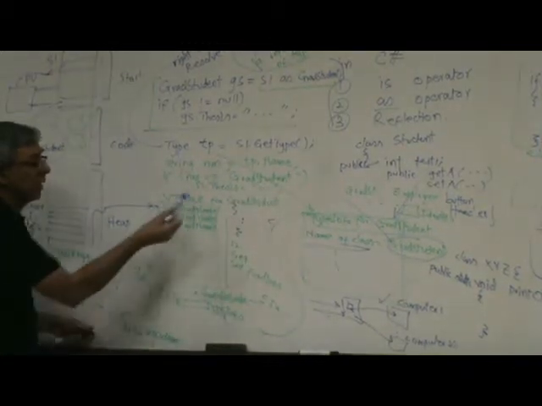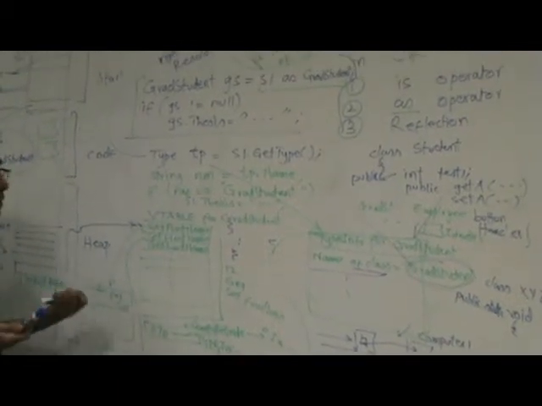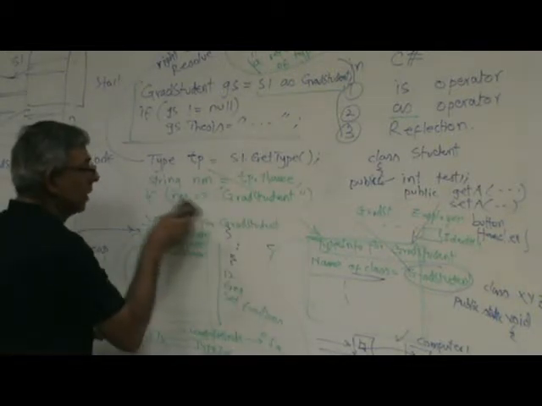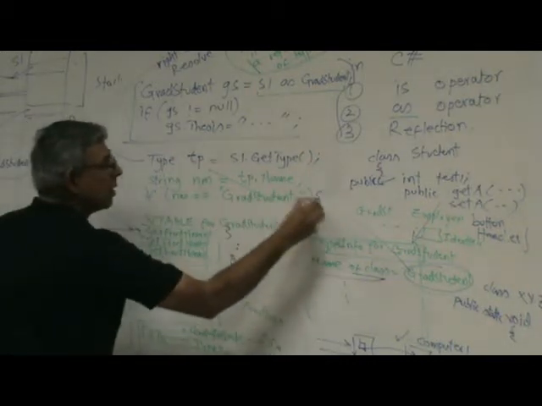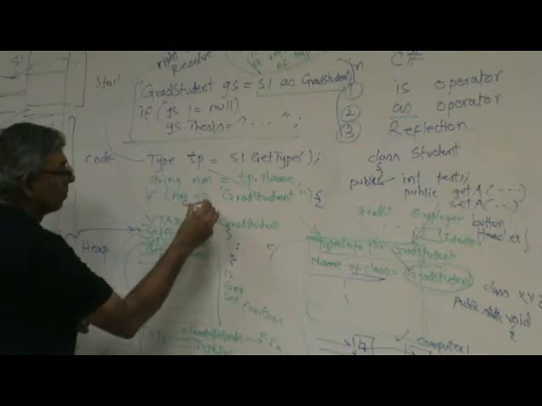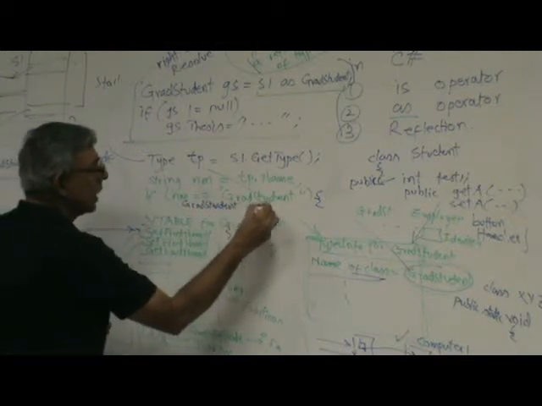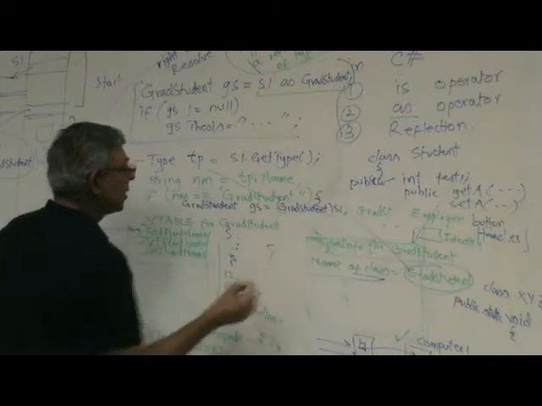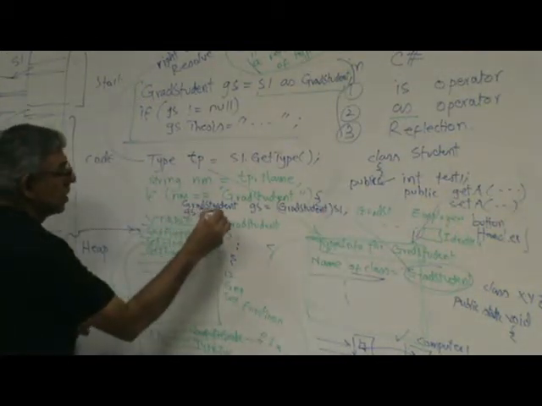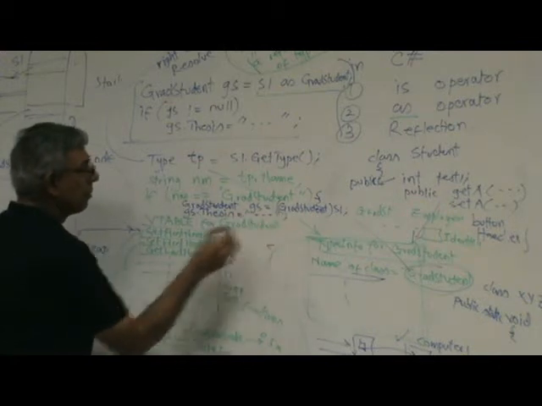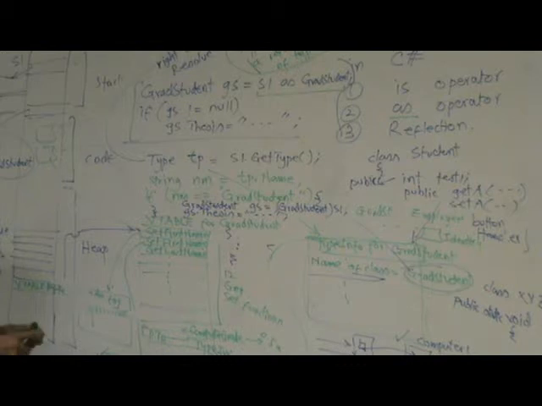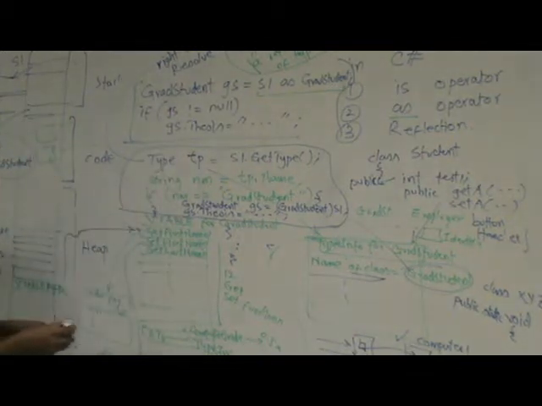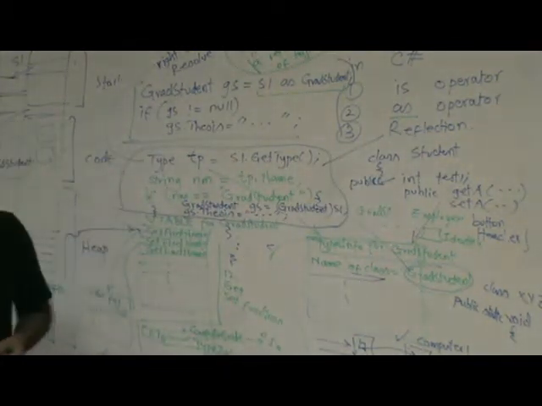Can I say S1.thesis equal to? Remember, the compiler strictly goes by what is S1? Student. Does the student class have a thesis in it? No, so it will not work. So you do have to say GradStudent GS equal to (GradStudent) S1, and then GS.thesis equal to whatever. So that's the technique using reflection, to accomplish the same thing.